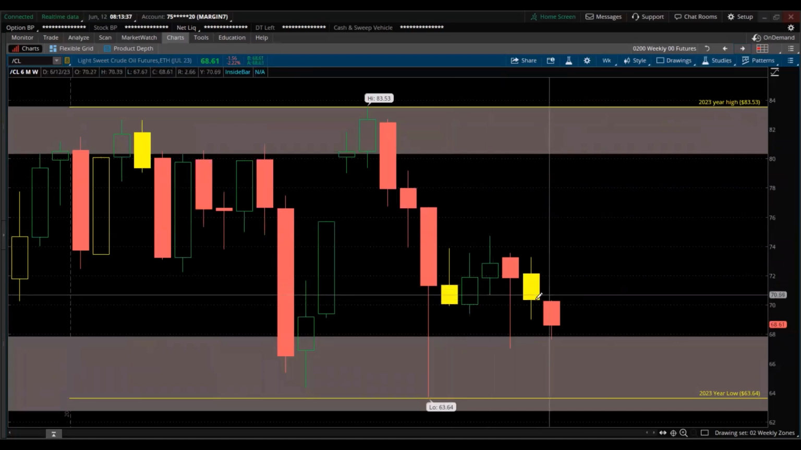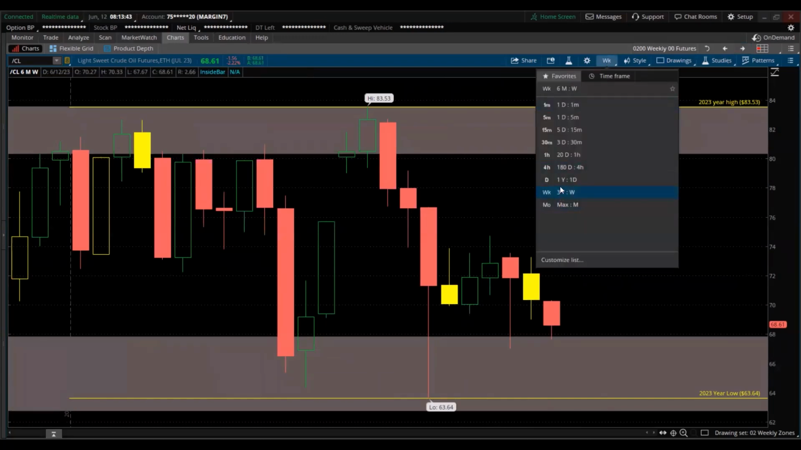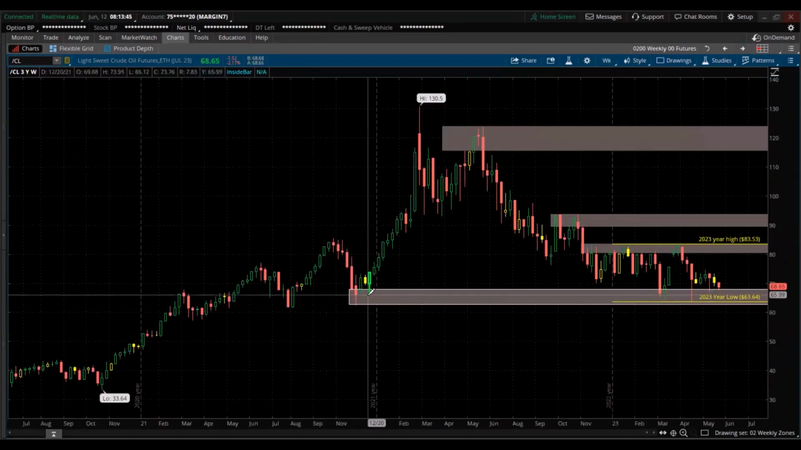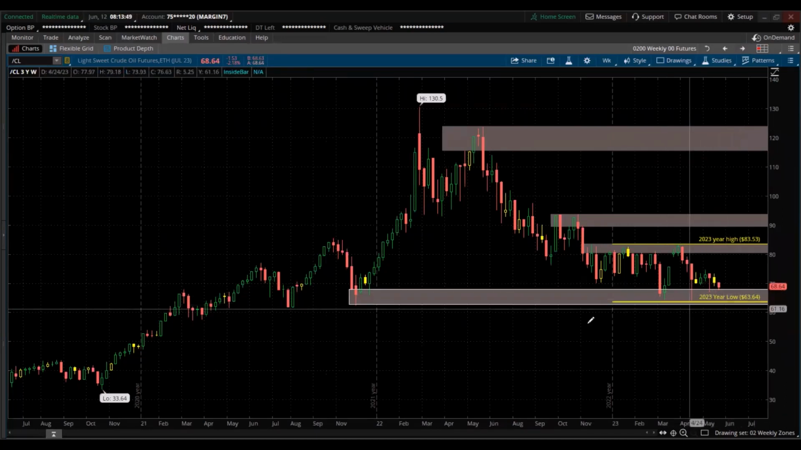Crude oil broke below the low of last week. Back here at the demand zone. Look, demand zone. Buyers have been stepping in here. Bullish opportunities.